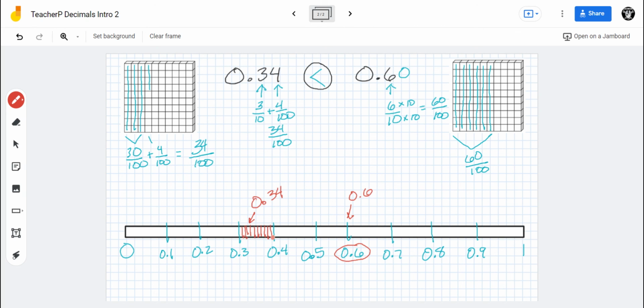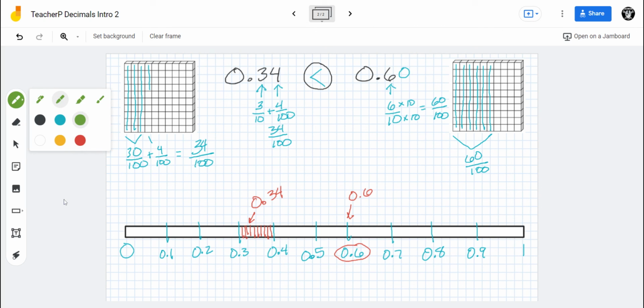Look at how small these hundredths are as you mark them in there. So the 3/10 is here and then add 4/100, whereas the 6/10 is here and it is actually 60/100. So hopefully that helps your understanding.